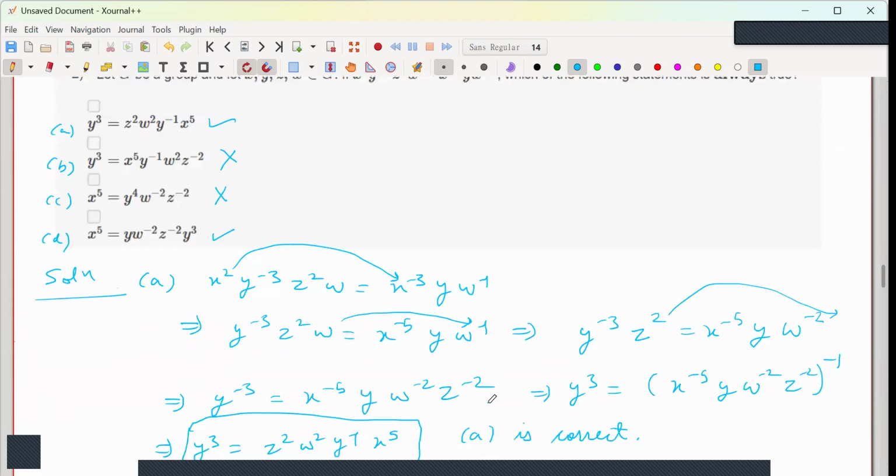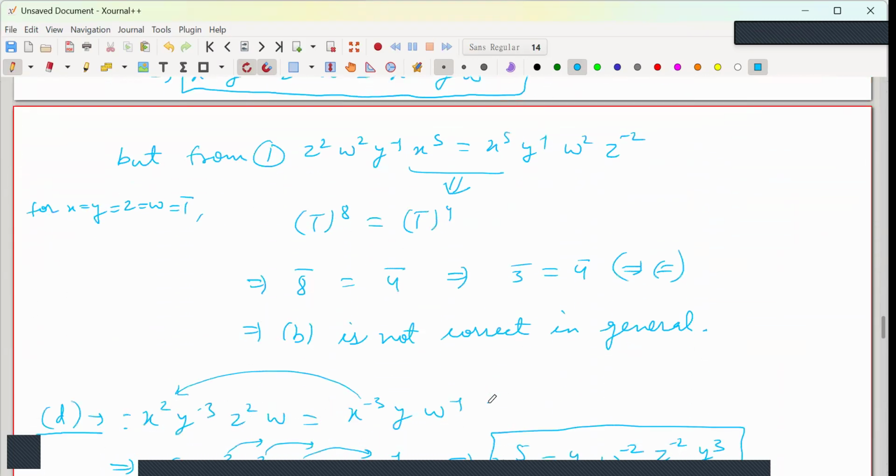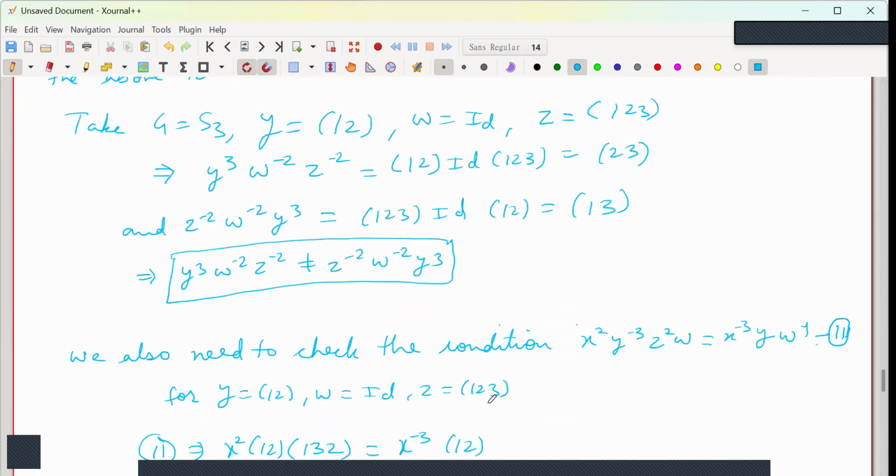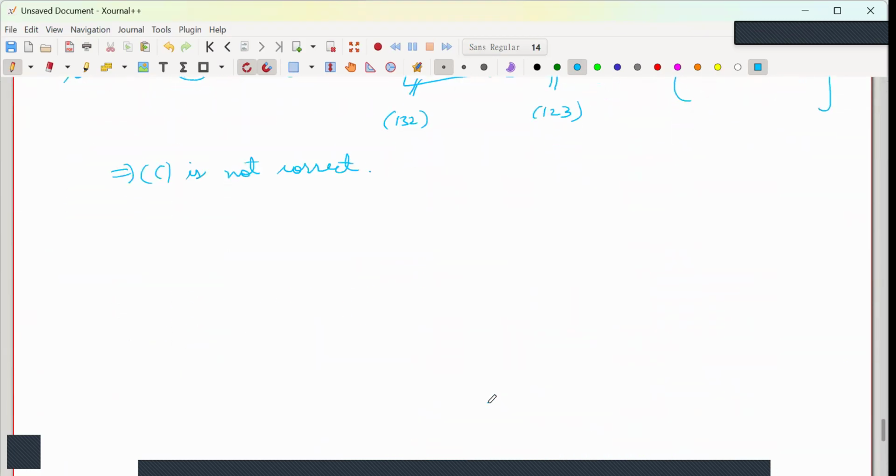Okay, so let me paste problem 3. If there is any doubt in this problem, then you can ask.